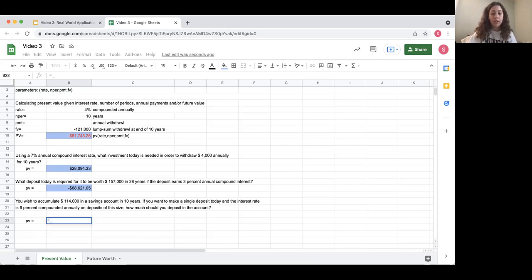So equals PV, 6%, 10 years, because it's compounded annually, so it's once per year for 10 years. You're not given an annual withdrawal amount, so then you want to get 114,000. And that is, you need to deposit 63,657 today to get that amount in 10 years.